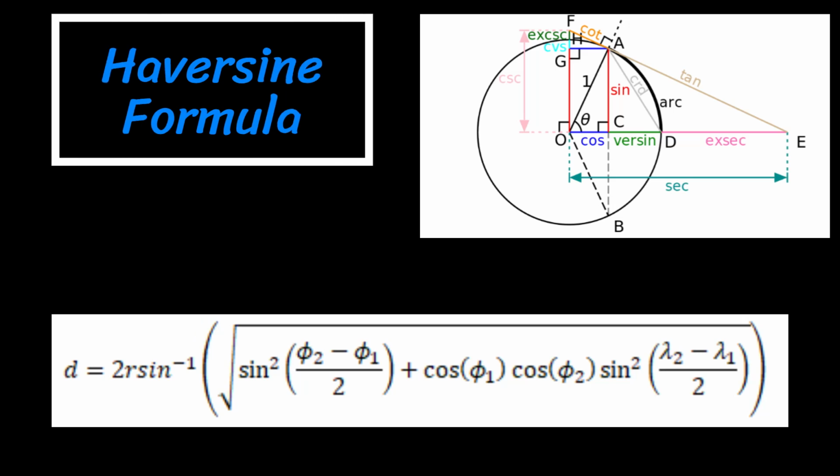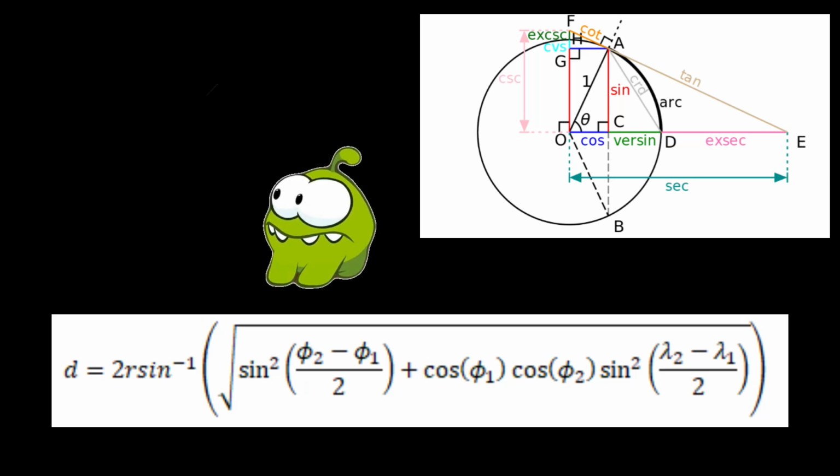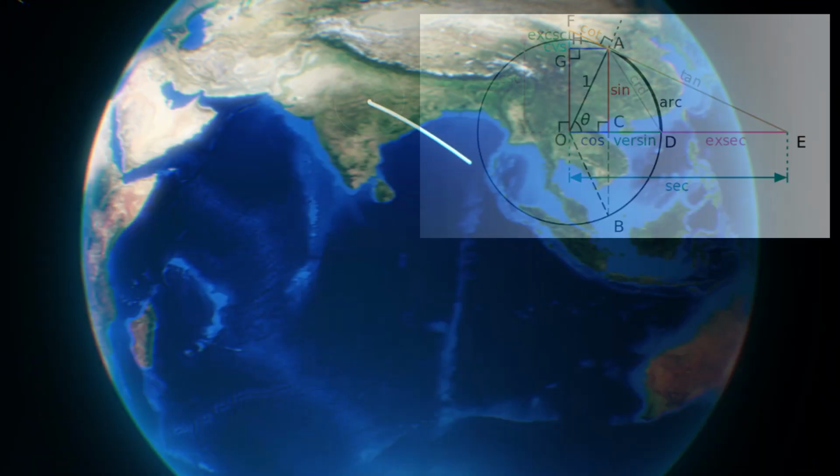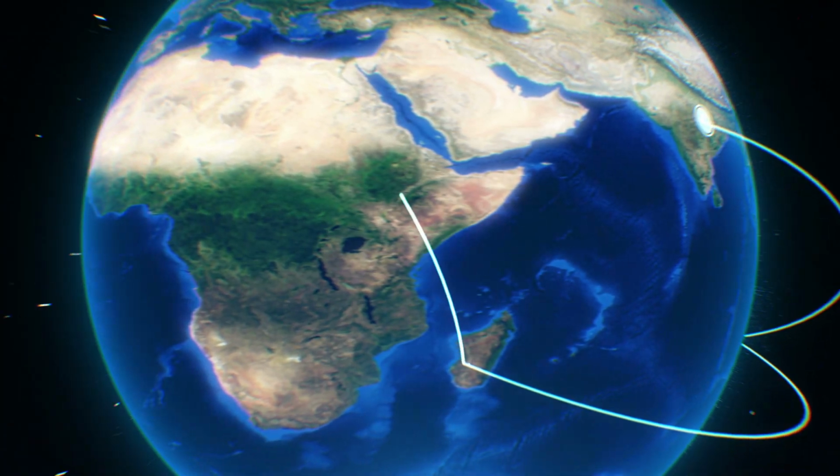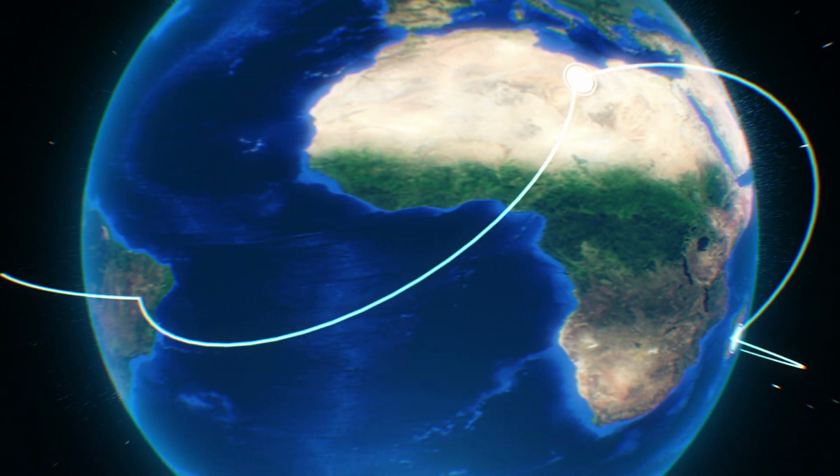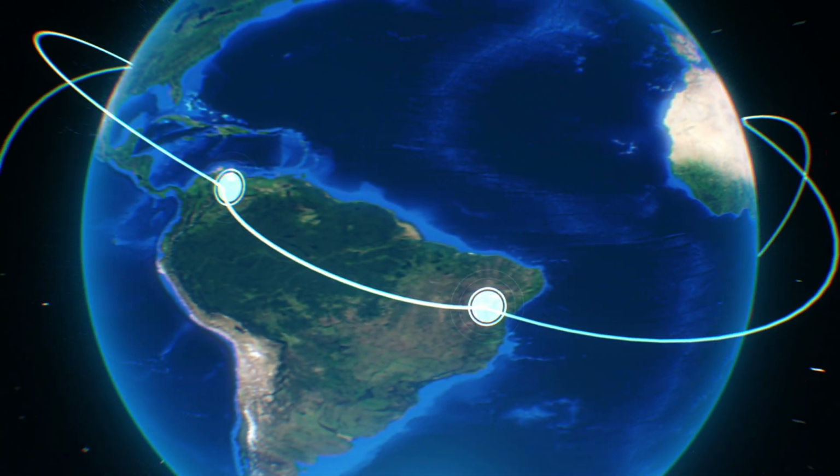The Haversine formula is more accurate as it takes into account the longitude and latitude coordinates between 2 points on a sphere, which is the shape of the Earth. But as we can see, the Haversine formula is a bit more complicated than your standard distance formula.